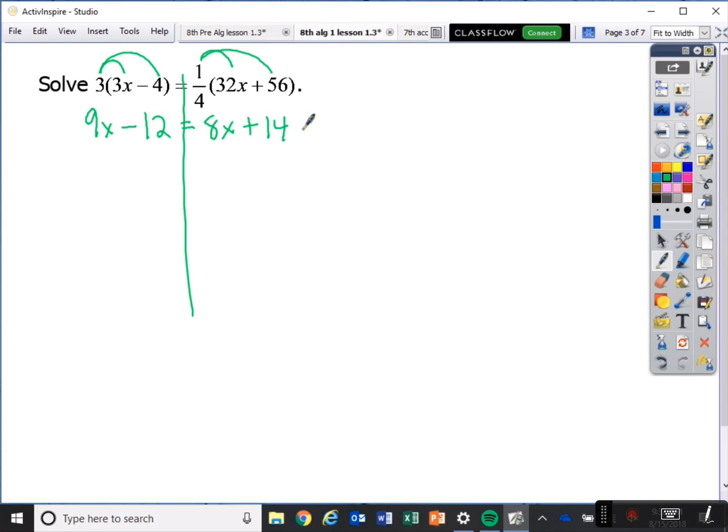There's an X on both sides. But there's a whole number on both sides.